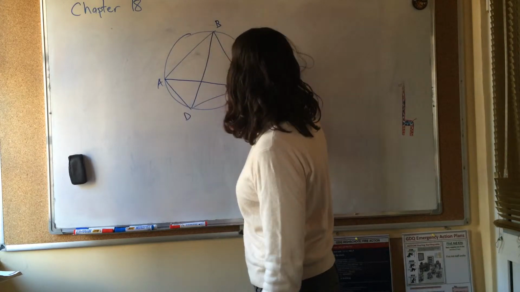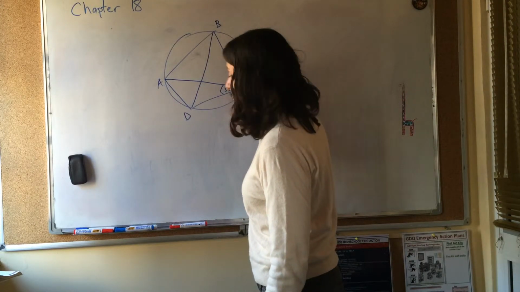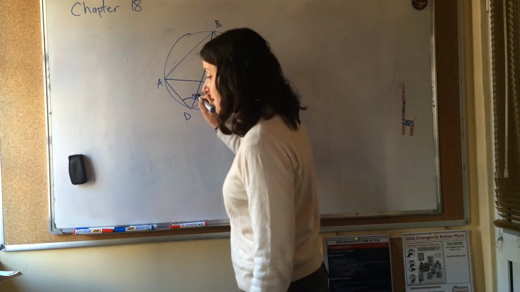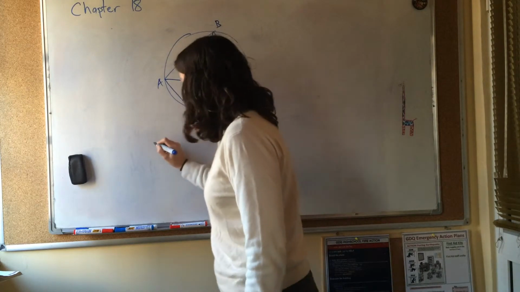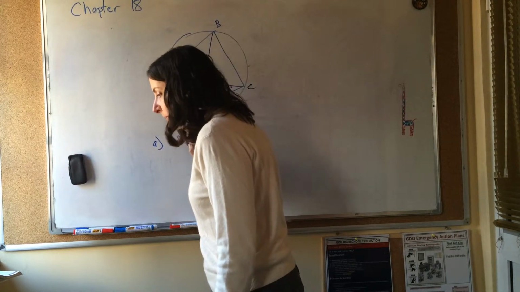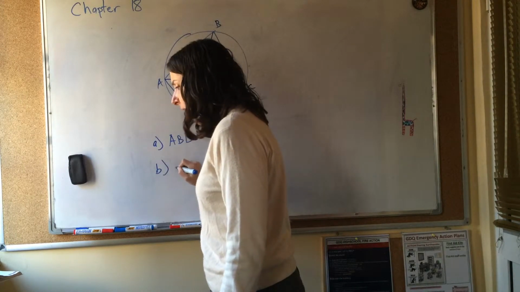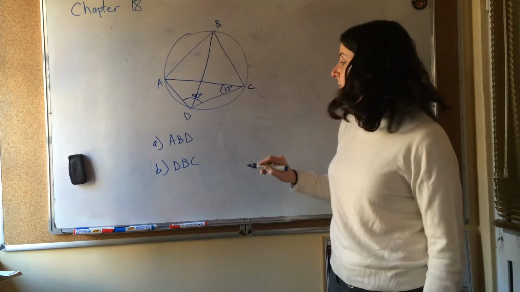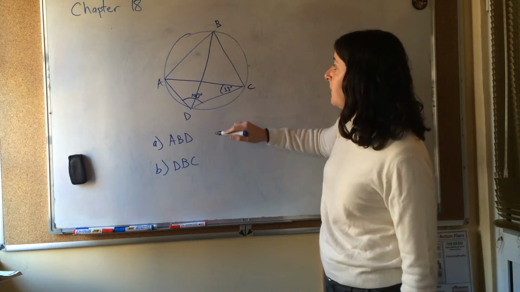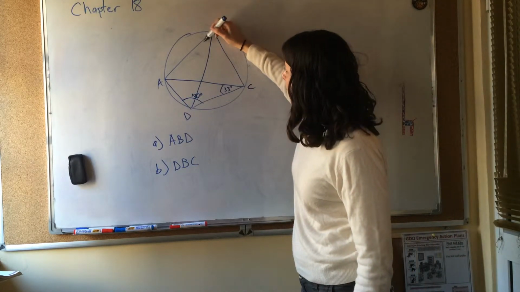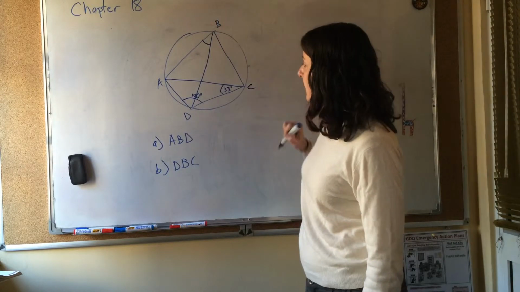Okay, so in this one, they're telling us that this is 33 degrees, and they're telling you this whole angle here is 100 degrees, and they want us to find angle ABD and angle DBC. Okay, so to begin with, for angle ABD, that's going to be this angle here, right?